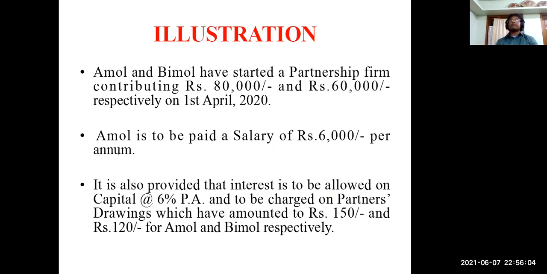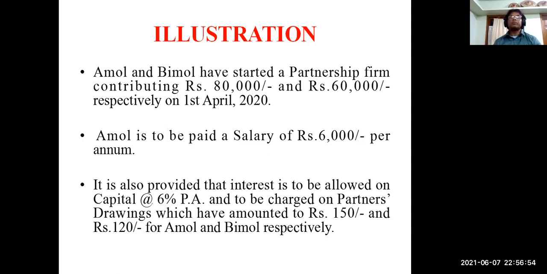See, I have given one illustration. Amol and Bimol have started a partnership firm contributing rupees 80,000 and rupees 60,000 respectively on 1st April 2020. So they have started the business, correct? Then Amol is to be paid a salary of 6,000 rupees per annum. It is also provided that interest is to be allowed on capital at 6% per annum and will be charged on partners' drawings, which have amounted to rupees 150 and rupees 120 for Amol and Bimol respectively.